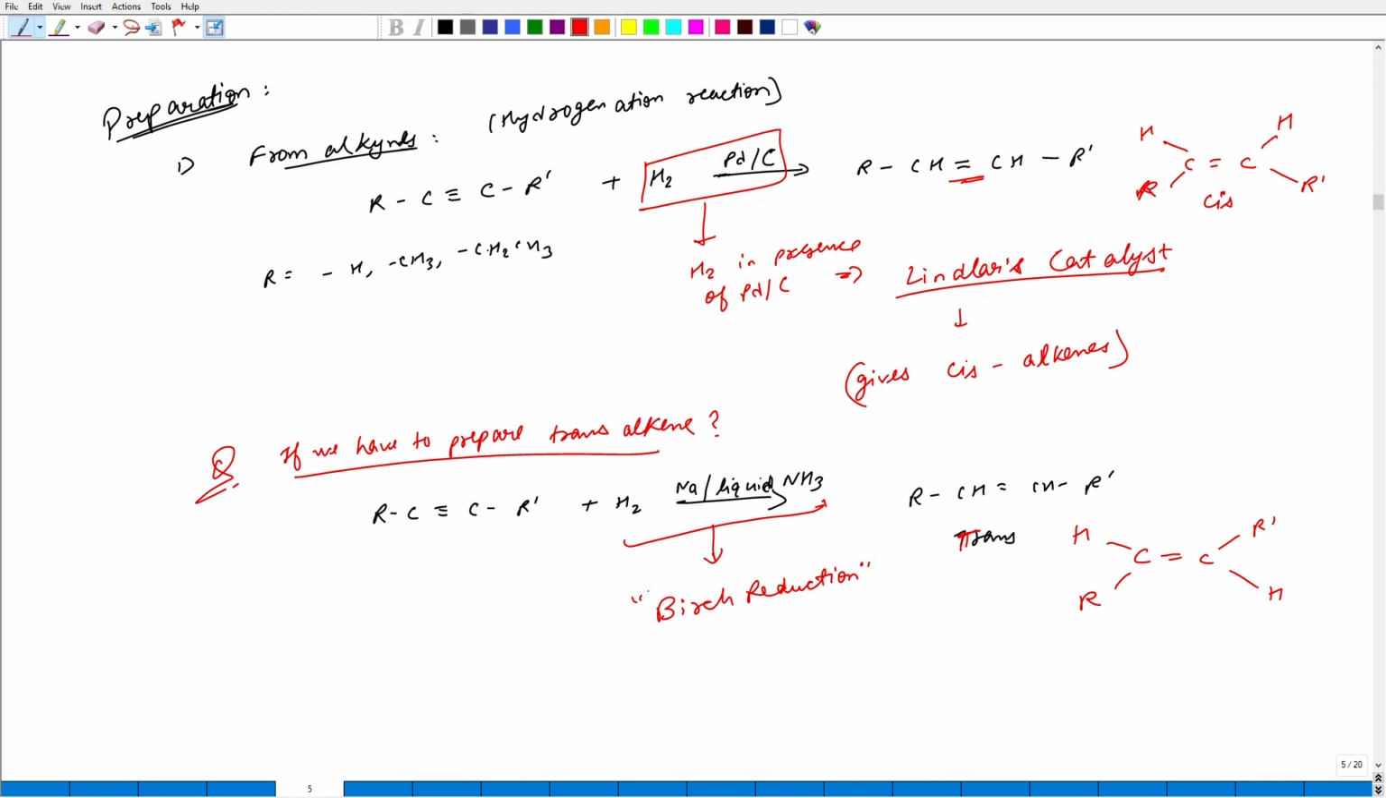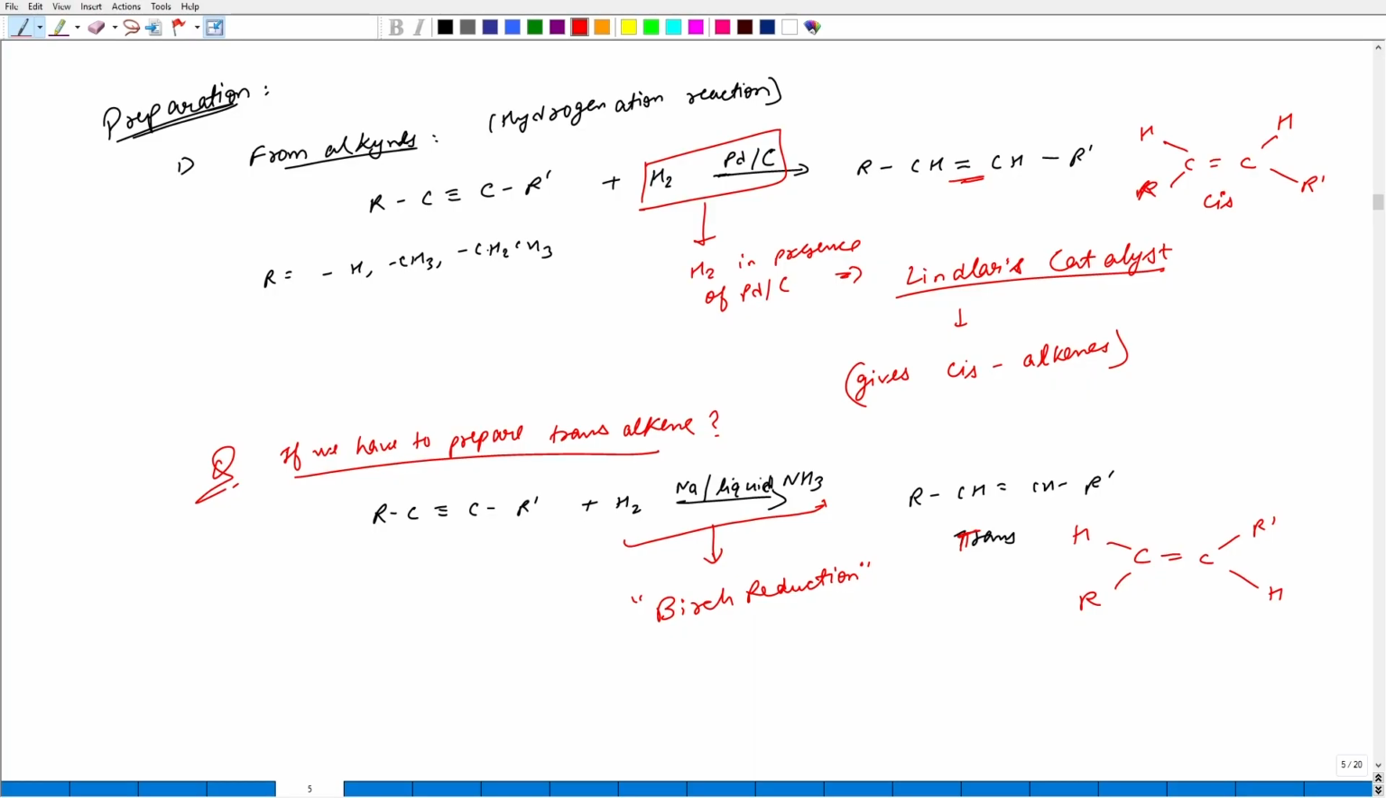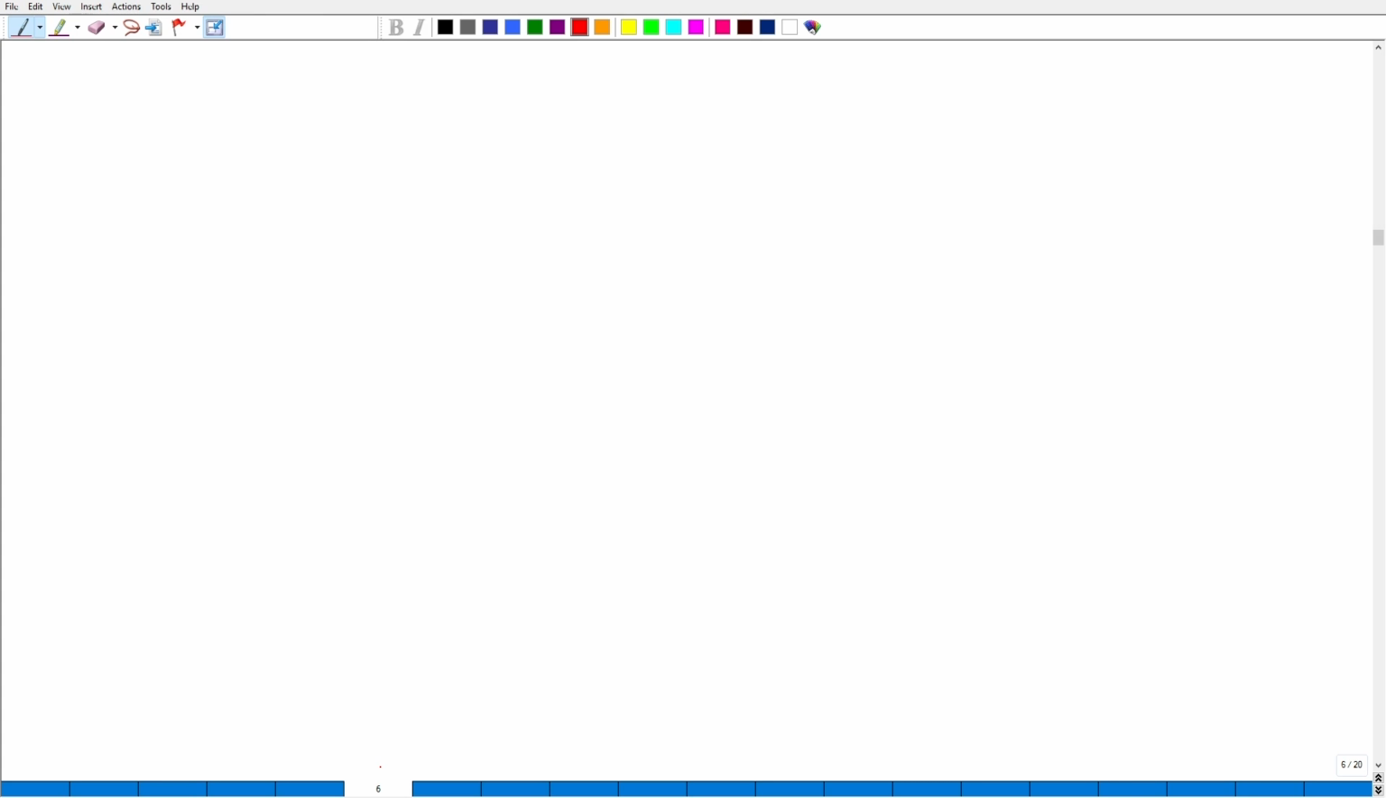So, from alkynes we have discussed two procedures, one to synthesize the cis alkenes, another to synthesize the trans alkenes. For cis alkenes we have to use Lindlar's catalyst, and for trans alkenes we have to use the Birch reduction procedure. So, this is the synthesis from alkynes. Then another synthetic method is from alkyl halides.